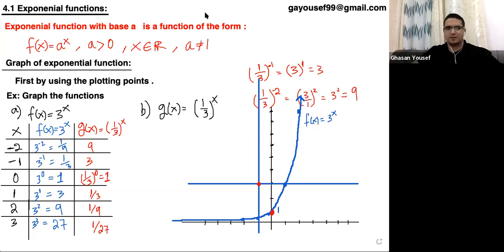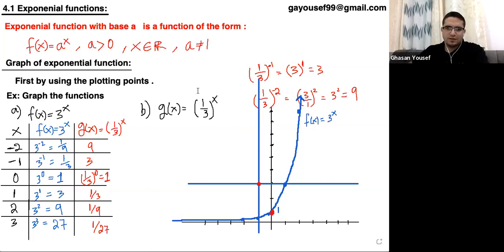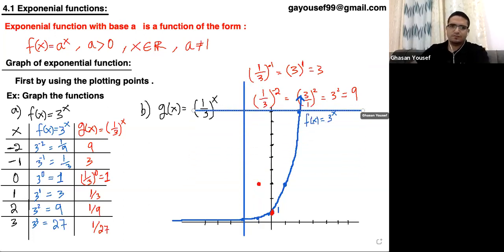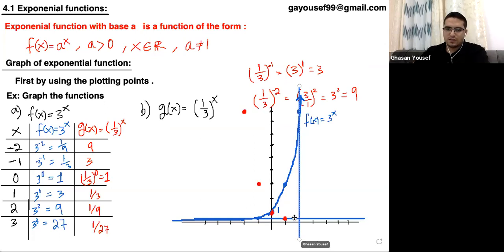Now for the next one: at -2 it is 9. Here is the -2, and it's going to be 9 here. And at 1 it is 1 over 3, which is less than 1. At 2 it is 1 over 9. Here is the 2 and here is the 1 over 9, close to 0 but it will not touch 0.